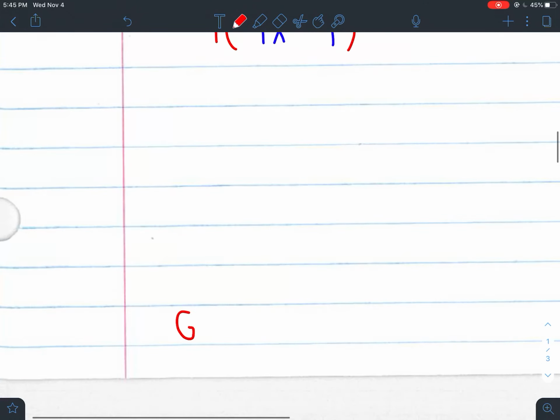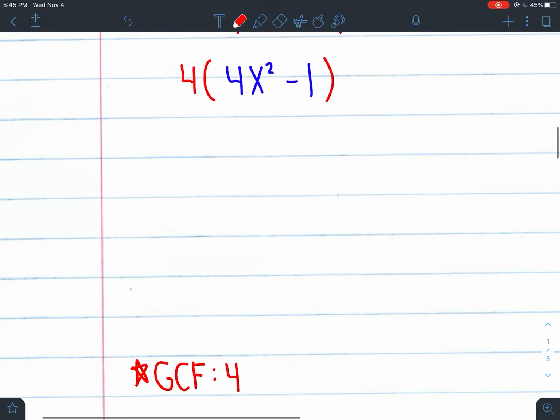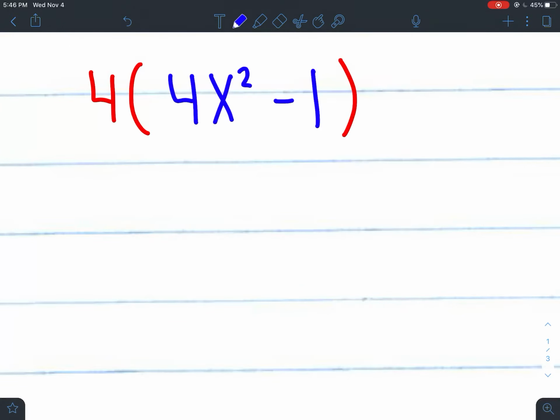So I'm going to make a note to myself at the very bottom that my GCF was a positive 4. I factored out a positive 4 at the very beginning. Now, because I factored that out, I don't want to forget about it, but I'm going to pretend like it's not there for a second.